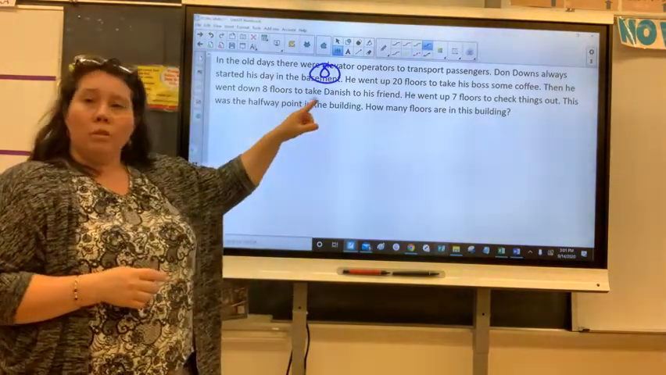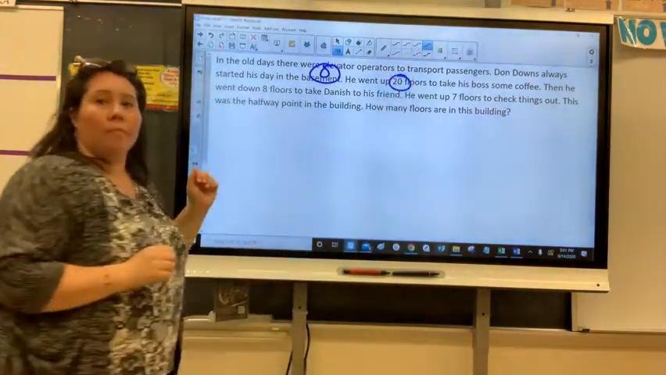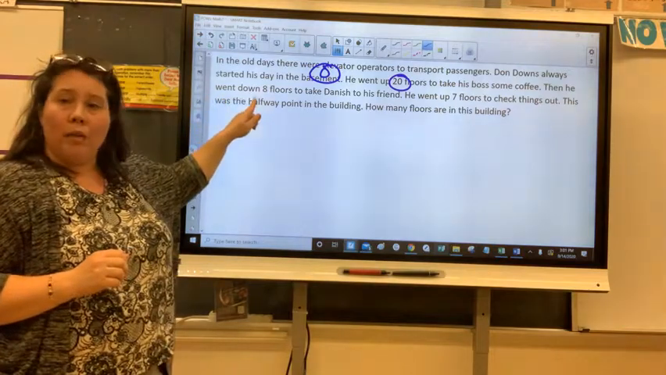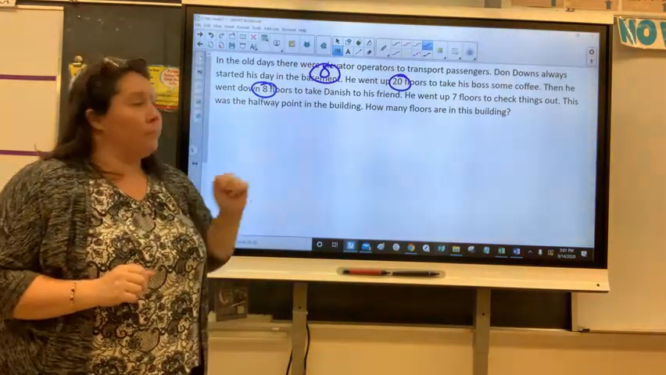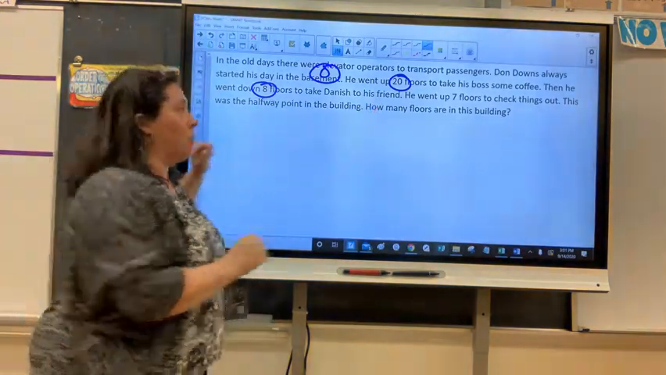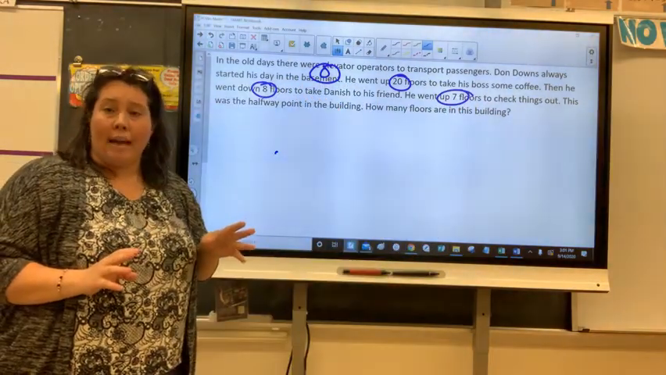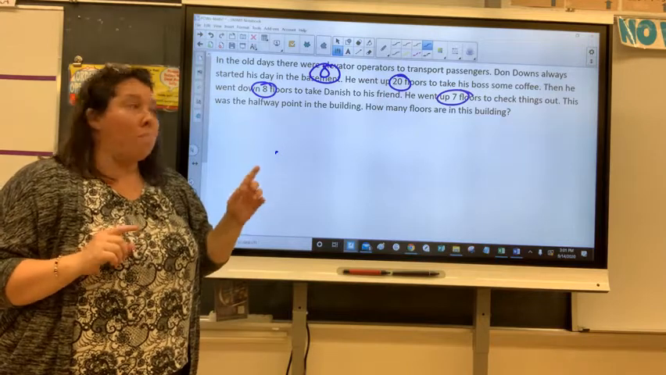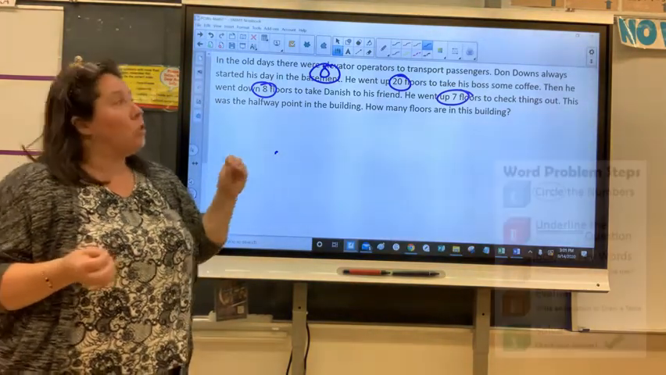He went up 20 floors. Then he went down 8. To take Danish to his friend, he went up 7 floors. He went up 7 floors to check things out. This is now the midpoint of the building. How many floors are in the building? So we circled our numbers.